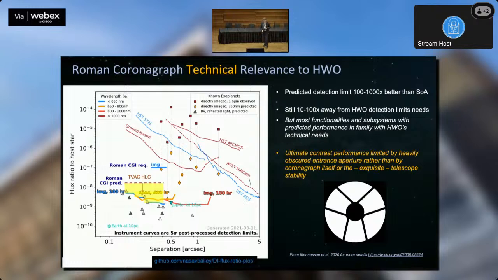But the reason for that is simply that the performance of the Raman coronagraph is not limited by the coronagraph itself, nor by the exquisite quality and stability of the telescope, but rather by the entrance aperture of the coronagraph. The telescope itself has an entrance pupil which is really unfriendly to coronagraphy, with these large struts and central obscuration. So in other words, if we are able to get to better than 10⁻⁸ detection limit with the Raman coronagraph, we think we have a good shot at getting around 10⁻¹⁰ detection limit with a more friendly aperture like we envisioned for HW.